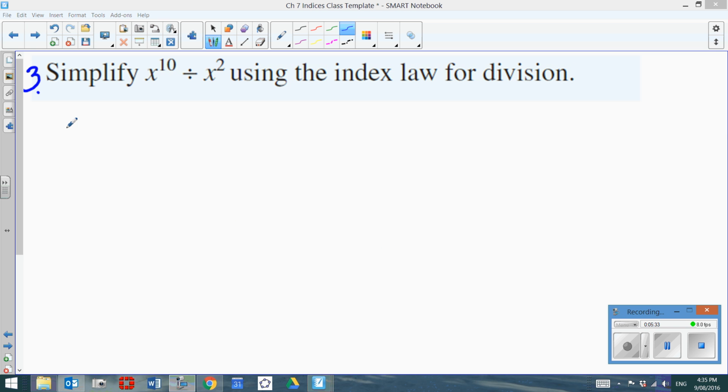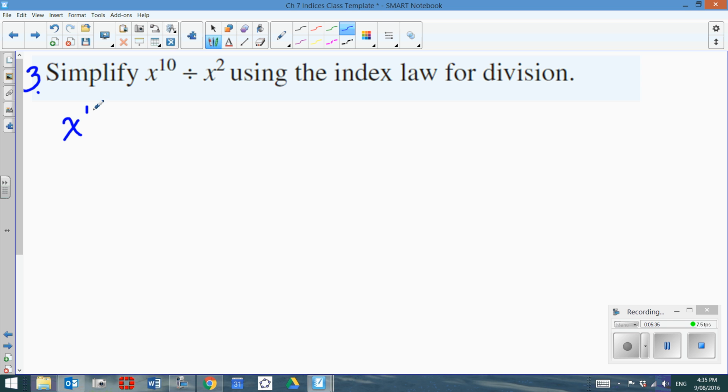So following the same idea, for division, I have x to the 10th divided by x squared. And our rule for division was to subtract our indices. So let's go ahead and subtract our indices. X to the 10 minus 2, which is the same thing as x to the 8th.